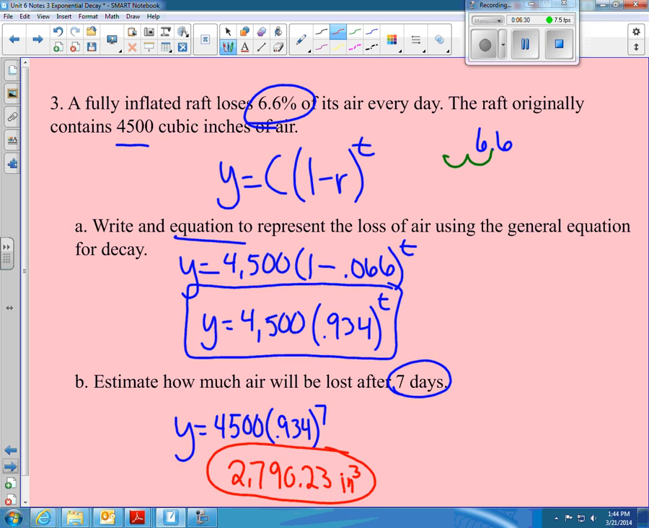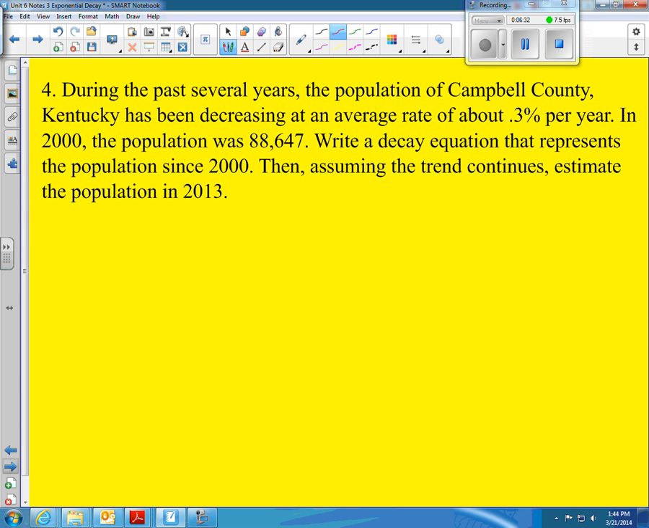All right, so I want you guys to do problem 4. You're going to set up the equation, and then you're going to write the equation and find the population for 2013. We will pick up with problem 5 through the end tomorrow.